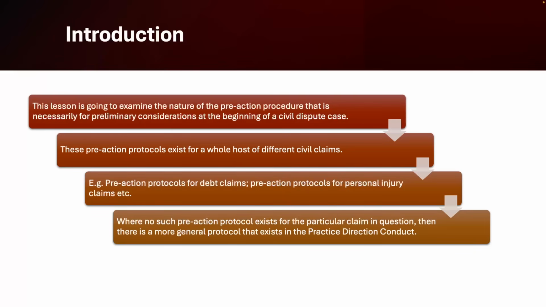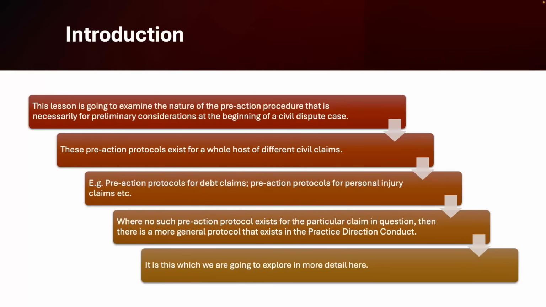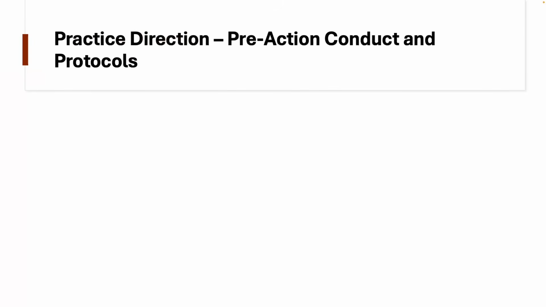Where there is no such protocol that exists, so let's say it's a claim that does not have a pre-action protocol associated with it, then there is a more general one which exists in what is known as the practice direction on pre-action conduct. This is what we'll explore in more detail here. So you have a general practice direction, and then you have a whole host of protocols that are associated with specific claims within civil litigation.